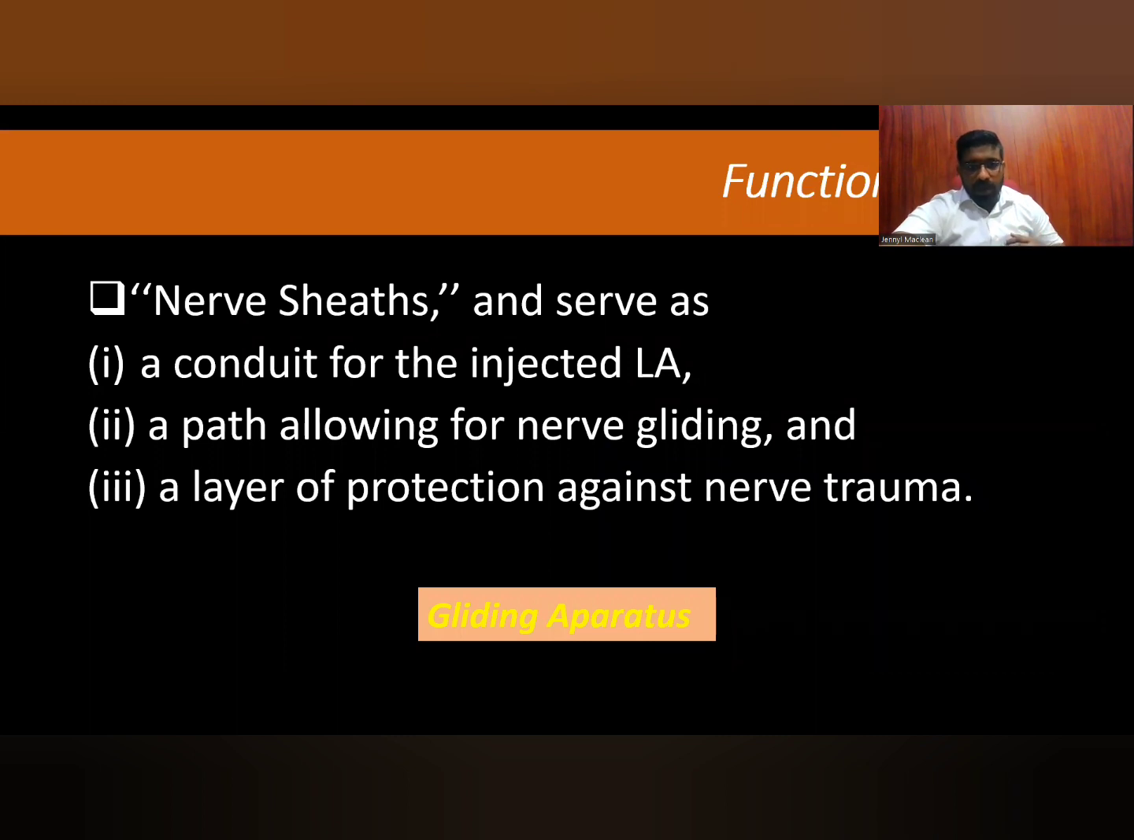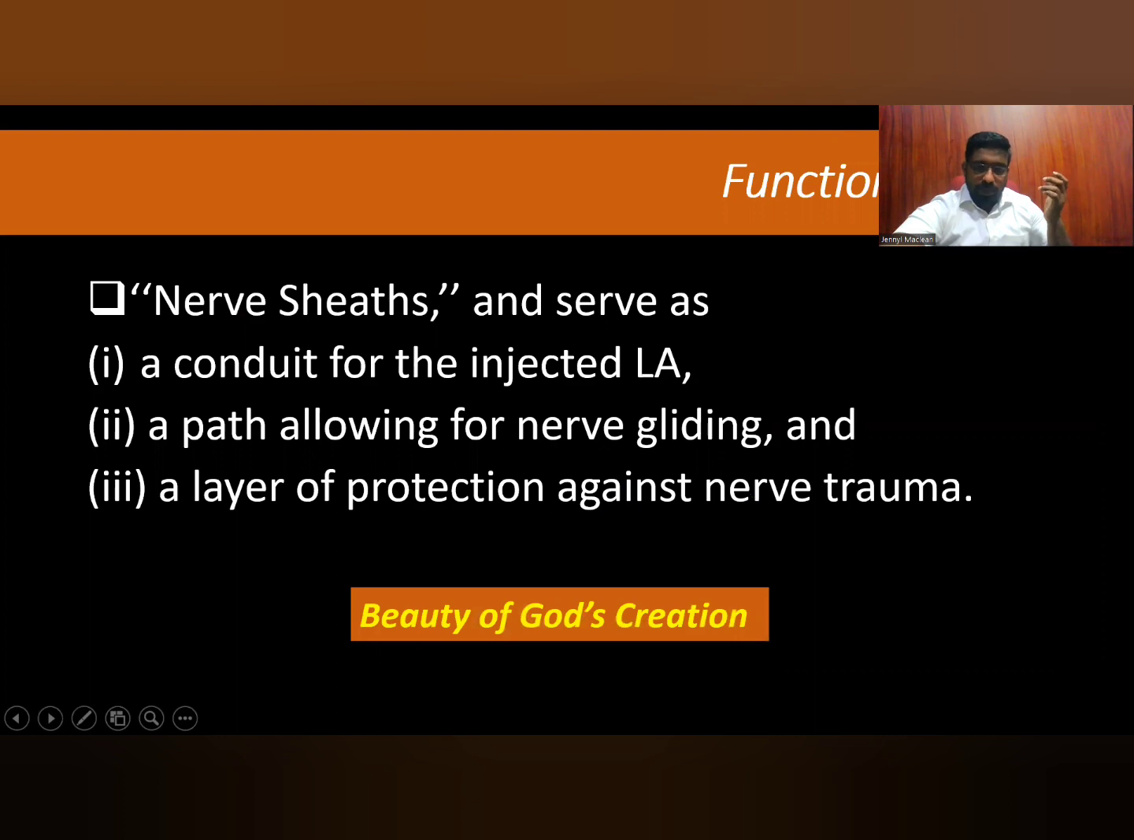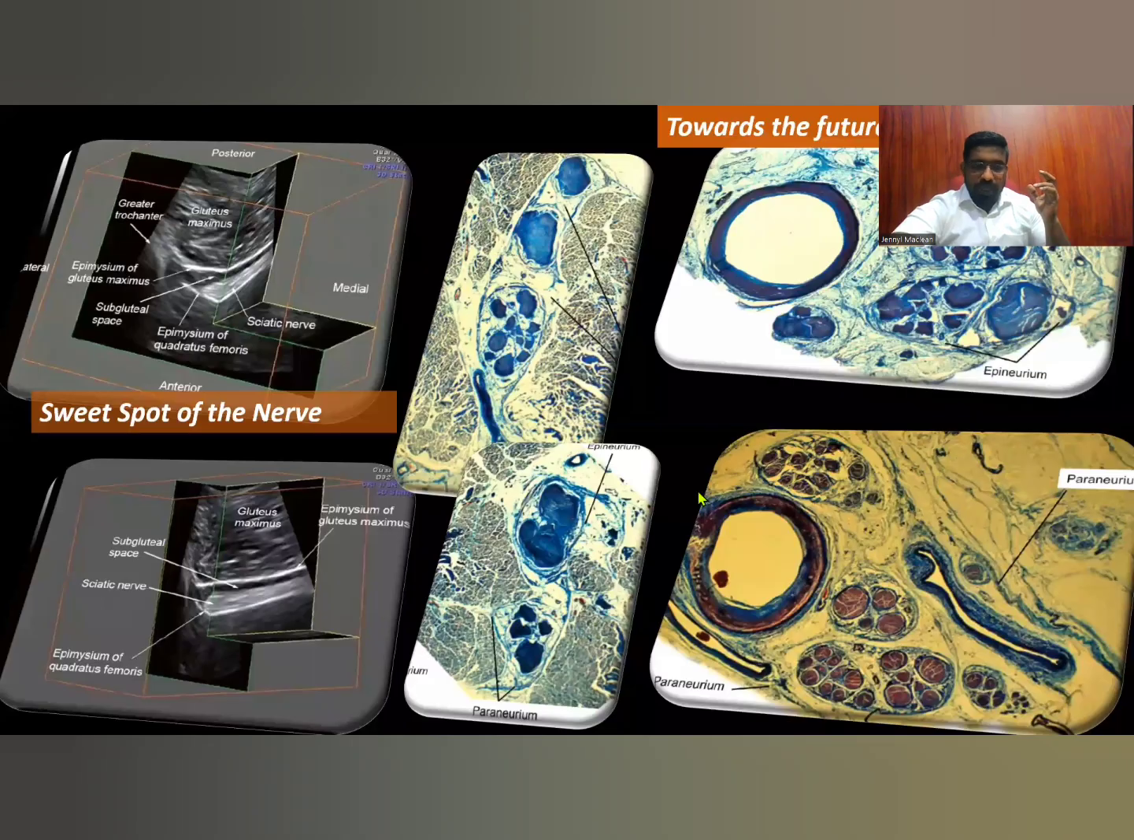So I like to call this space, this sheath, a conduit for injecting LA, a path allowing for nerve gliding, a layer of protection against nerve trauma, that is the paraneurium. This is also a beauty of God's creation.